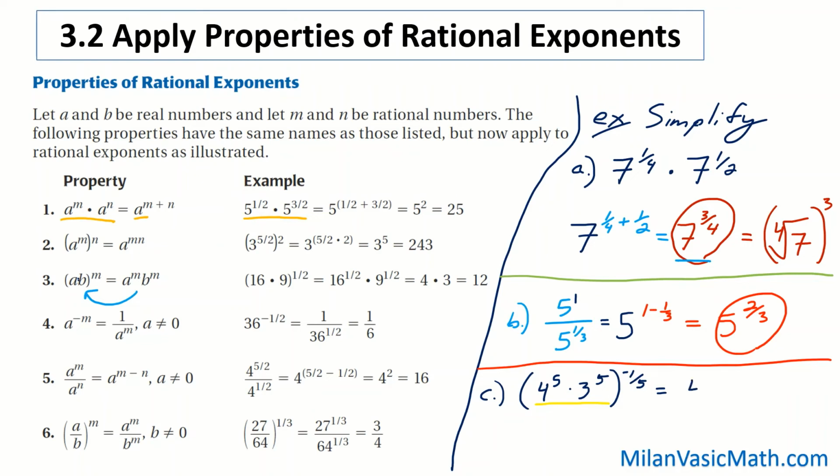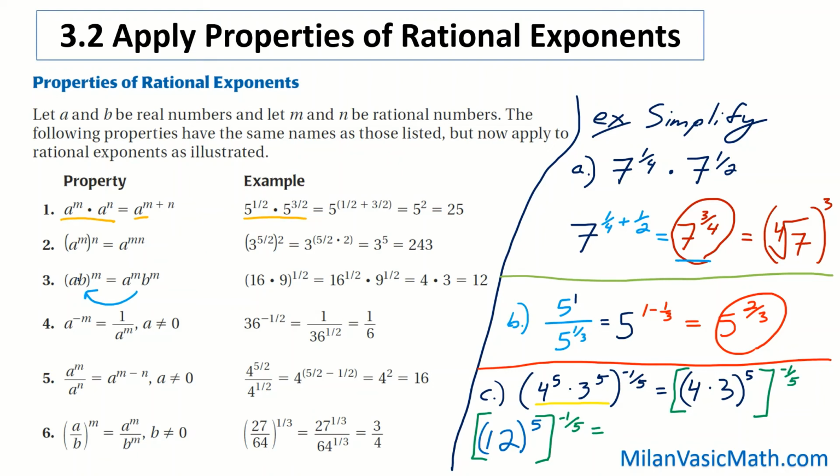we could write it as 4 times 3, both raised to the 5th power, and all of that, I'll use a brace here, is raised to the negative 1/5 power. 4 times 3, you can do this in whatever order you prefer. I'm going to do 4 times 3 first. That gives me 12 to the 5th power, all raised to the negative 1/5 power.